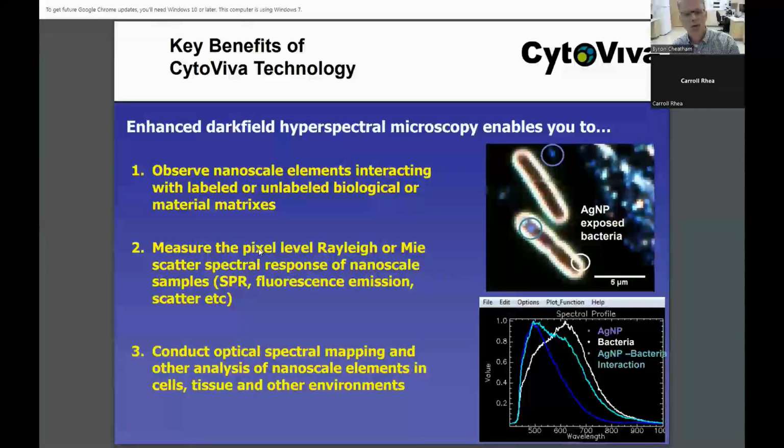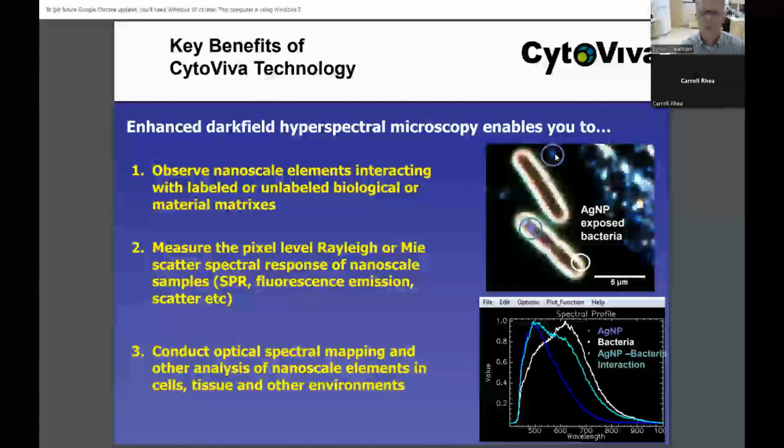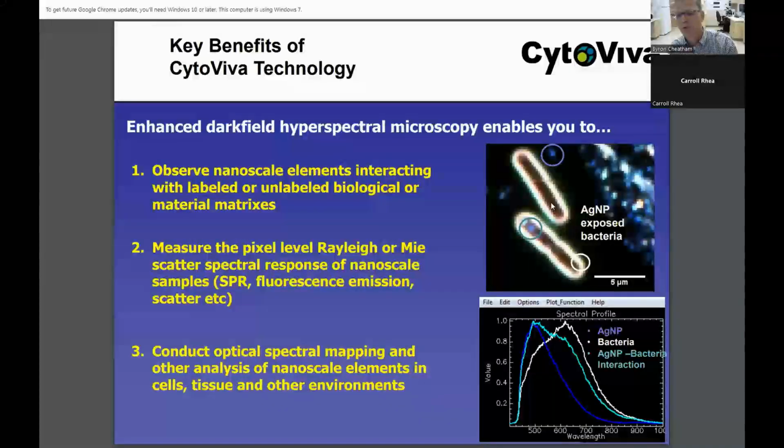So we can measure the pixel level Rayleigh scatter, which would be the case of the silver nanoparticle, or Mie scatter, which would be the case of the bacteria itself. But we can measure the optical spectrum of anything. If something is producing photoluminescence, we're going to look at an example of phosphor dye in a second in a biosensor application. That phosphor dye produces emission.